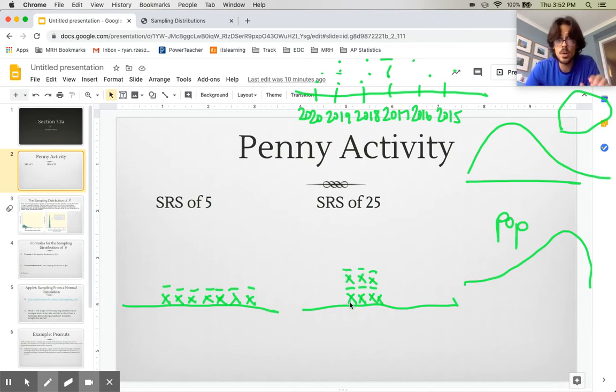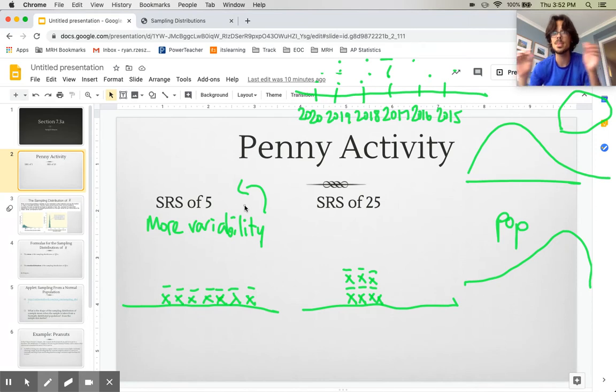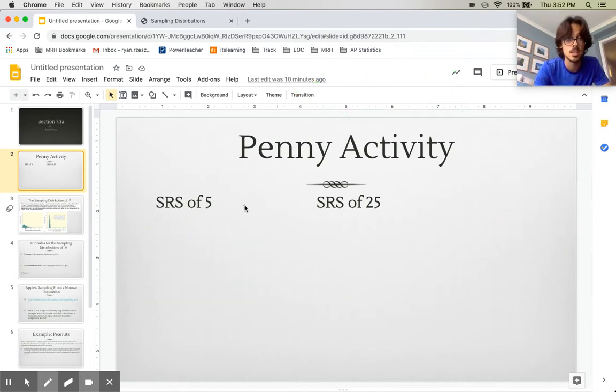So we'll get more into the penny example next video. I just wanted to set the stage for what it was. We averaged the year of the pennies and we looked at the graph. A lot more spread here than in the 25. And that goes along with our ice cream example and everything else we've learned. Bigger samples means less variability between your samples. We'll get more on the penny thing later.